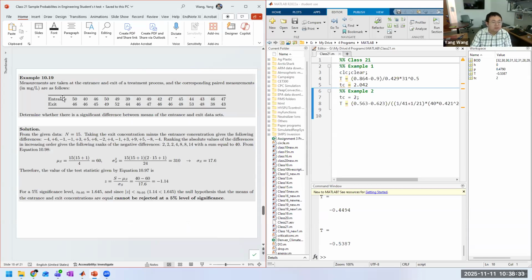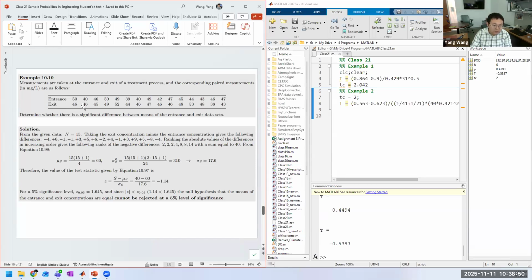So here, this is an example. We're taking the measurement at the entrance and exit of a treatment process. It could be BOD treatment, right? The corresponding paired measurements are as follows. This is at the entrance, this is at the exit.